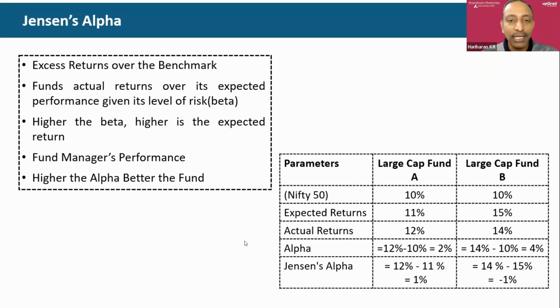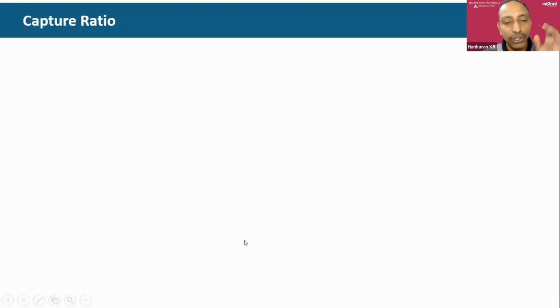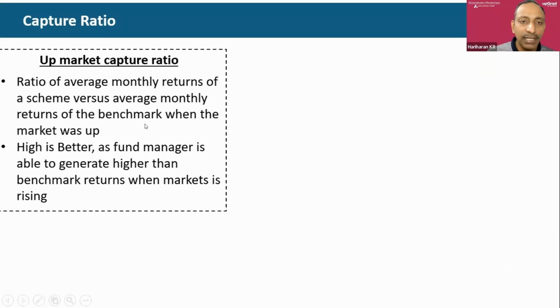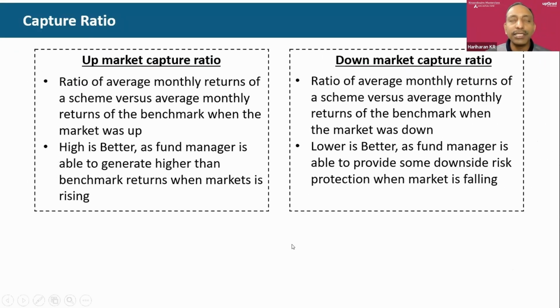Let's quickly come to the last one, which is the capture ratio. Again, not many people use it, but it's an interesting one. Capture ratio is essentially what it says: when the market goes up, how good has my fund been in trying to capture the upside in the market. And similarly, we have a down market capture where, when the market comes down, how good is the fund in terms of protecting my downside? So it's an ideal world. What is the ideal world?